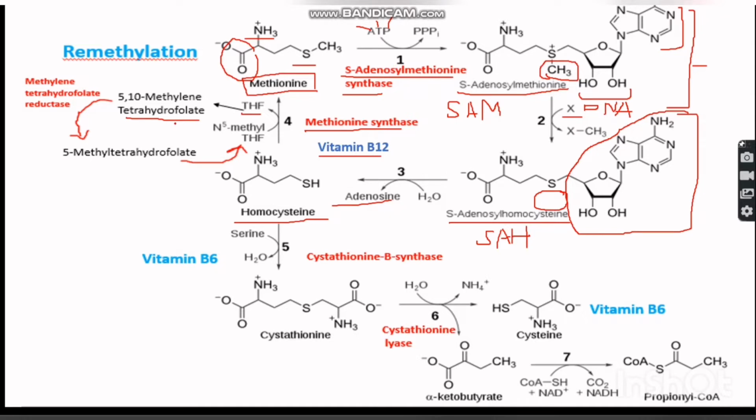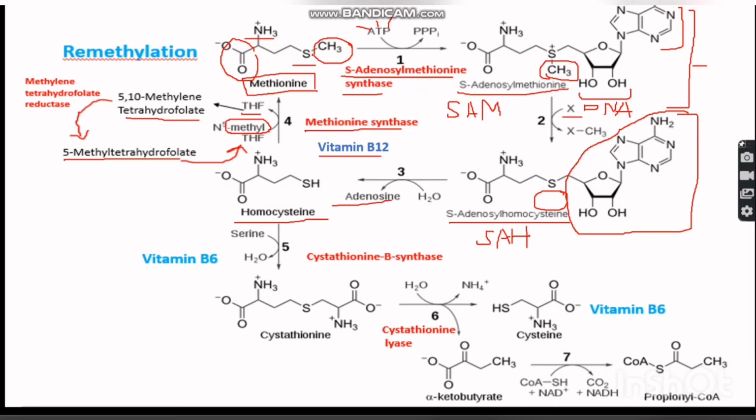5,10-methylene tetrahydrofolate. And with the help of the enzyme methylene tetrahydrofolate reductase, it produces 5-methyl tetrahydrofolate. Then this 5-methyl tetrahydrofolate will give out its methyl group, and this methyl group will be added into homocysteine and produces what? Methionine. As you can see, the whole structure is similar: carboxyl group, amino group, and side chain.